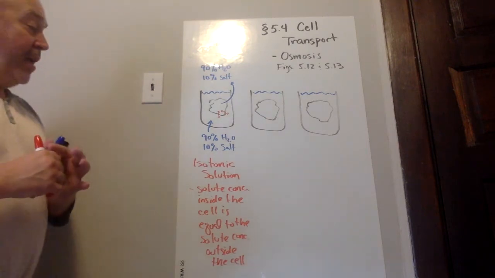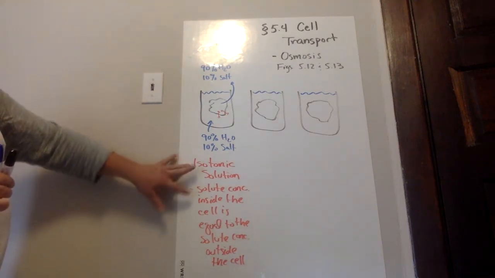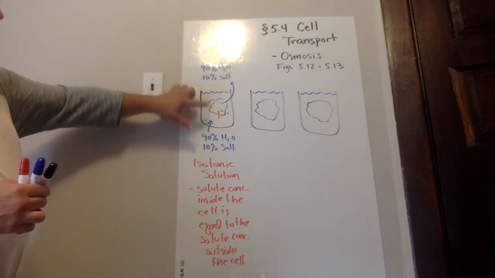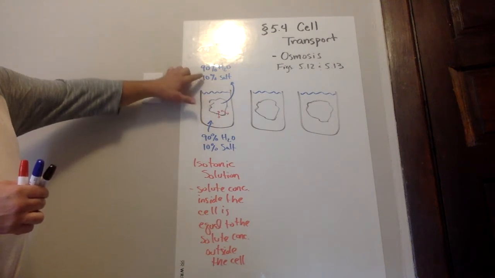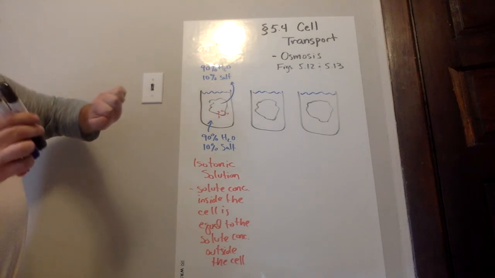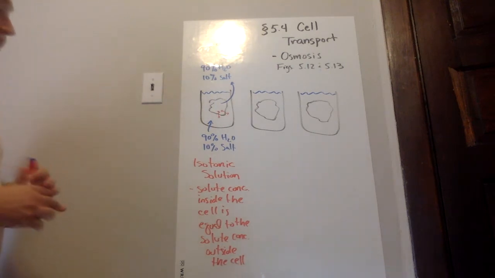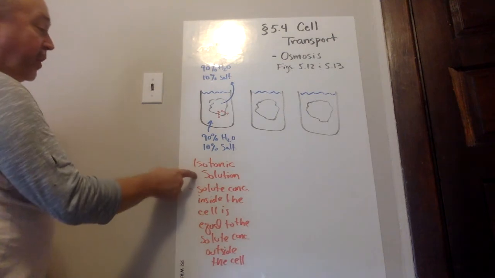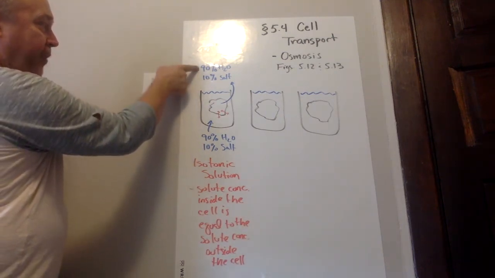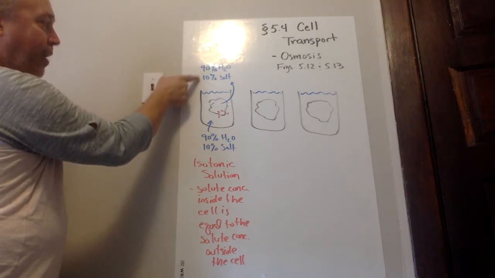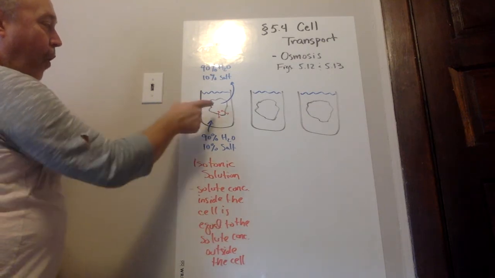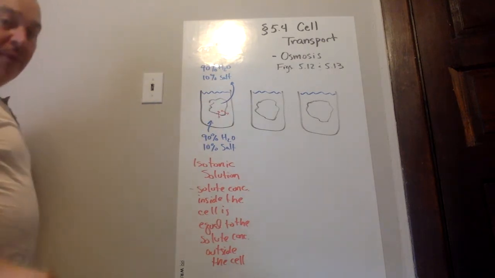So we define our solutions and name them based on the solute concentration. But the only way we watch what happens to the water is by looking at the solvent concentration. That sounds confusing, I know, but it's something you're going to have to get used to. So in an isotonic solution, we have the same solute concentration. Water is the solvent, salt is the solute. Solute concentrations equal, isotonic solution. Water will pass equally back and forth.